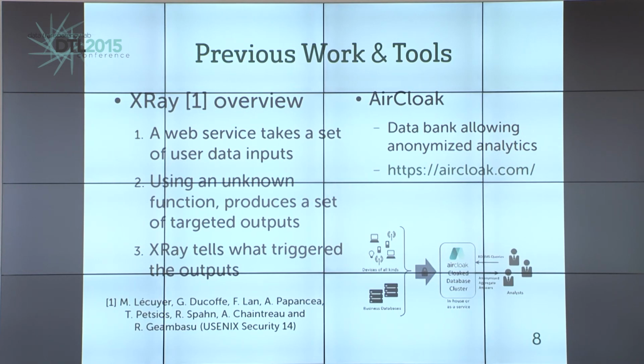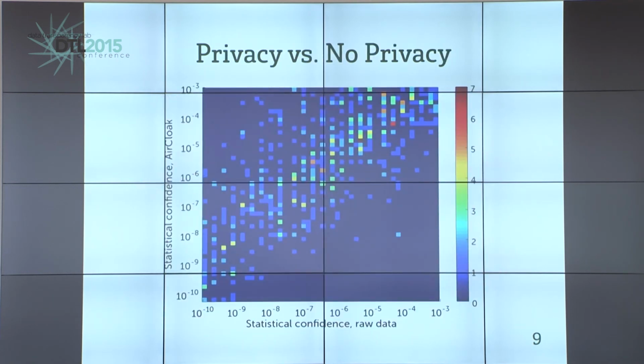So basically, we took a dataset of X-Ray on Gmail and we put it in AirCloak. And then we ran the same inference of targeting that was done in Gmail, in X-Ray, sorry. And that's what we found.